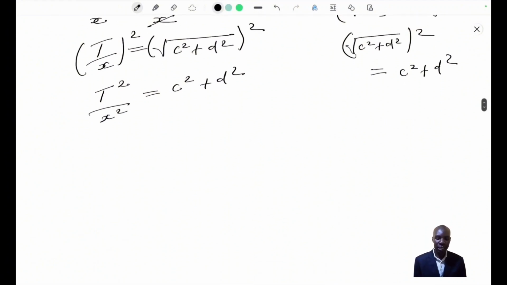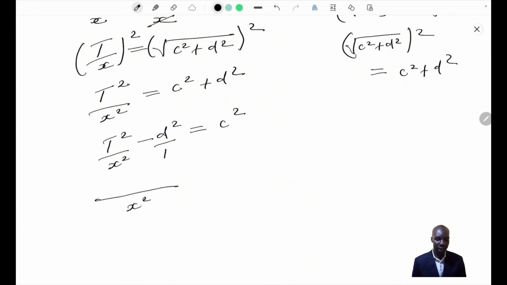So I'll bring d squared to the left. So I'll have t squared over x squared minus d squared equals c squared. I can get the LCM: the LCM of x squared and 1 is x squared. X squared goes into x squared 1 times. 1 times t squared, we get t squared. Minus 1 goes into x squared times, multiplied by d squared, we'll get x squared d squared, giving us c squared.